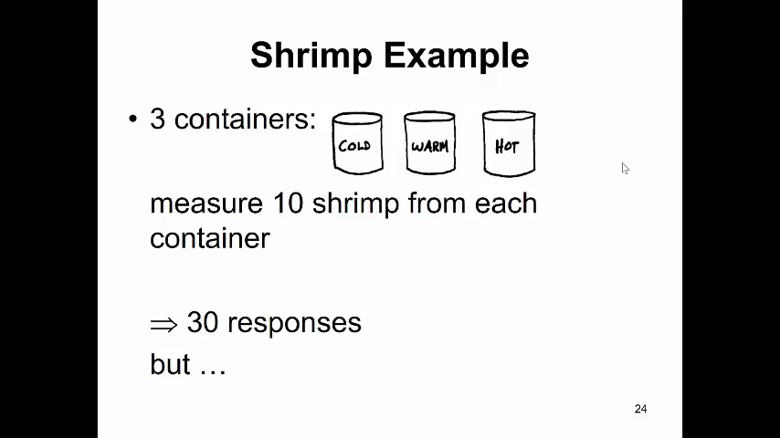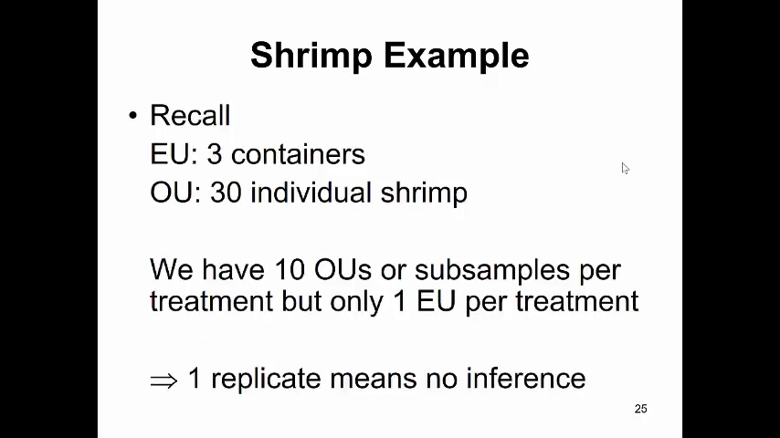So let's go back to the shrimp example. I'm going to, again, forget about salinity. We're going to call it cold, warm, and hot. And for this one, we're going to measure 10 shrimp from each container. So there's 30 responses, okay? So just 3 containers, 10 shrimp from each container. So we have the 30. So our EU here would be the 3 containers of shrimp, and our OU would be the 30 individual shrimp. Here we have 10 OUs or subsamples per treatment, but we only have 1 replicate, right?